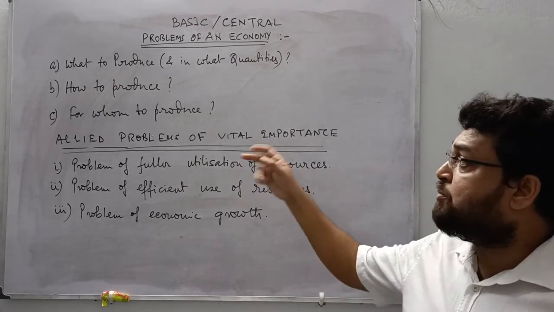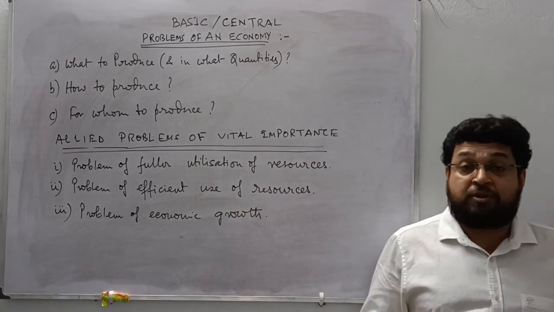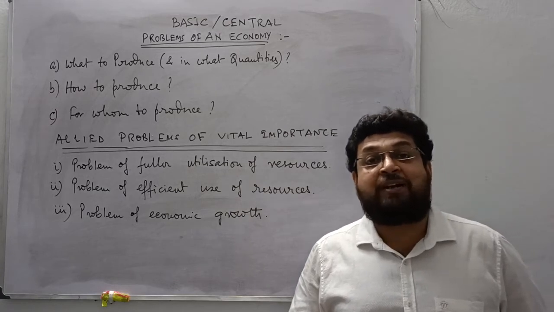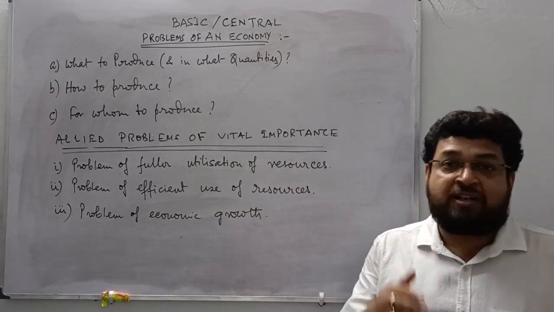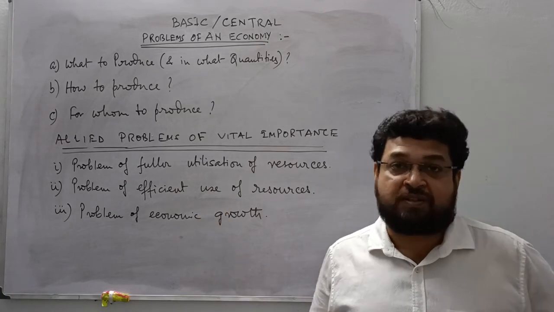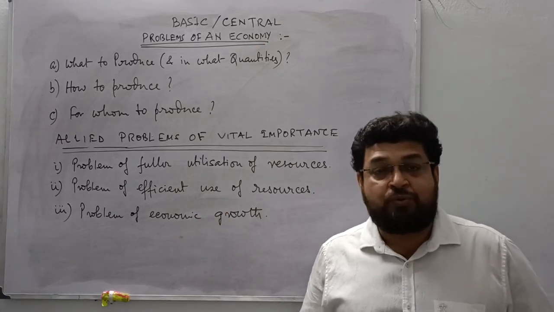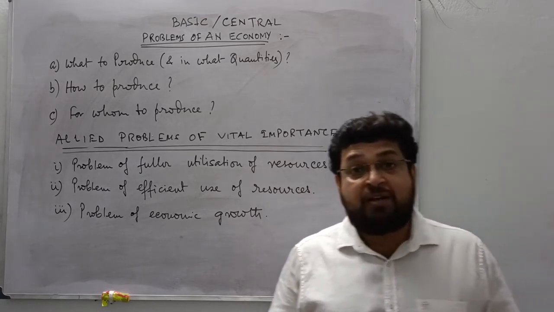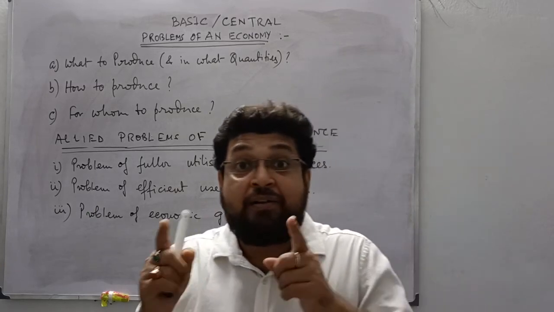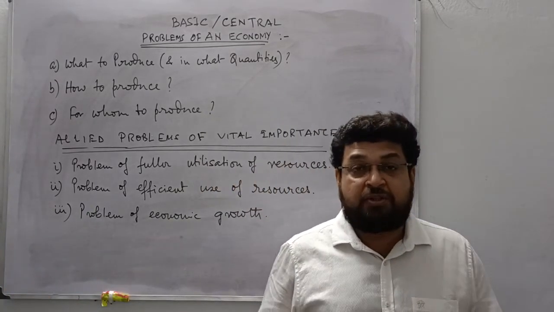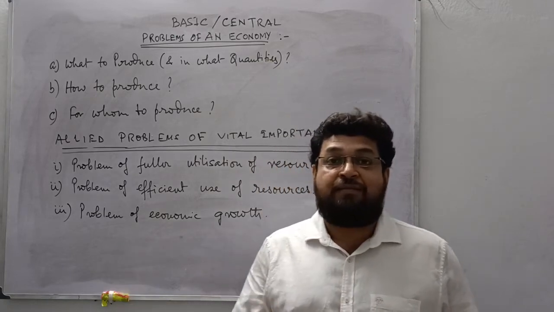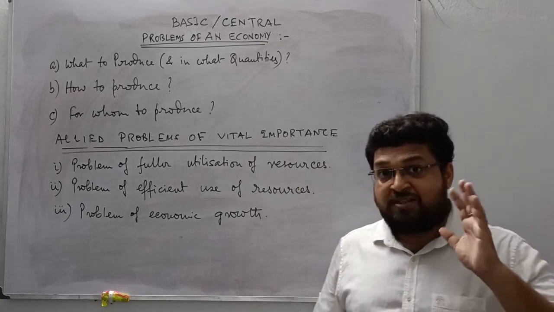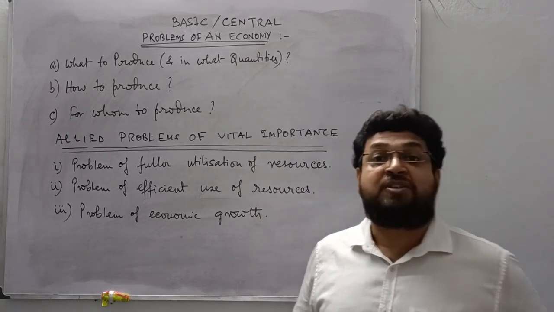How to produce? And finally, another very important problem: for whom to produce. Every good is not demanded by everyone. So there comes the question of distribution of goods and services. Whatever is produced needs to be distributed among different sections of the people, because different sections of people have different types of demand. These are the problems that the economy is facing.